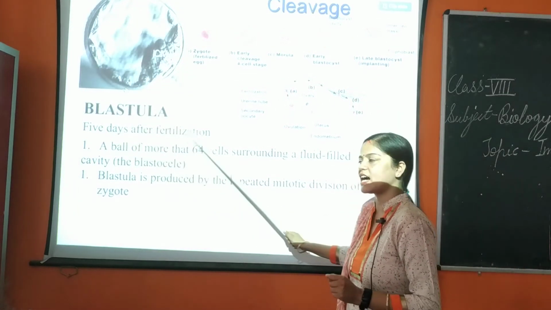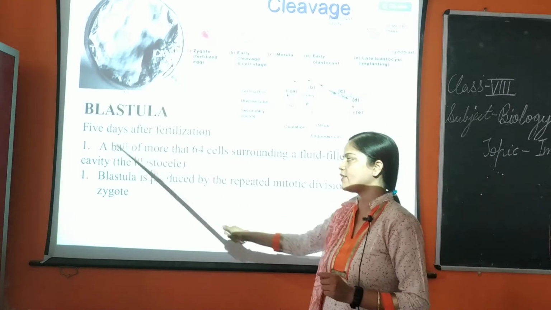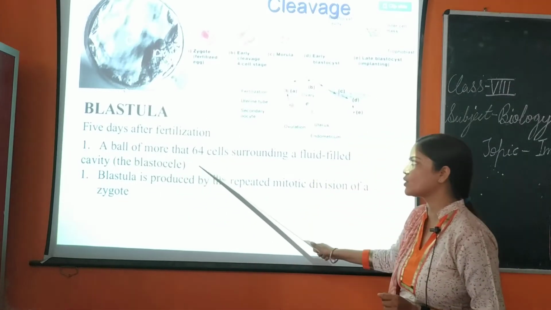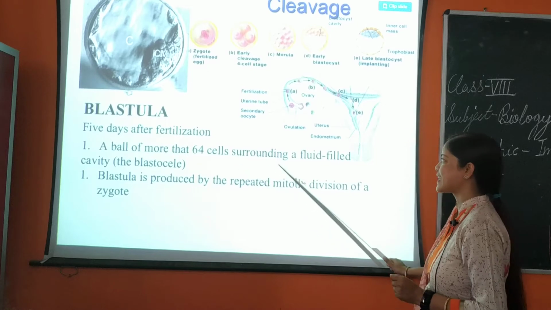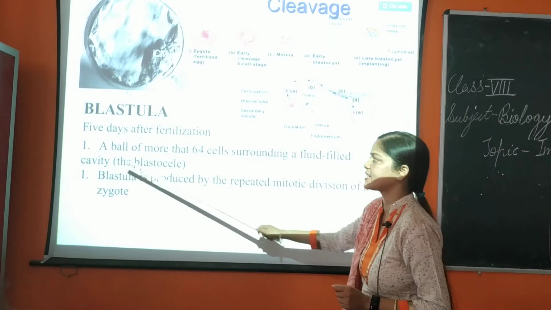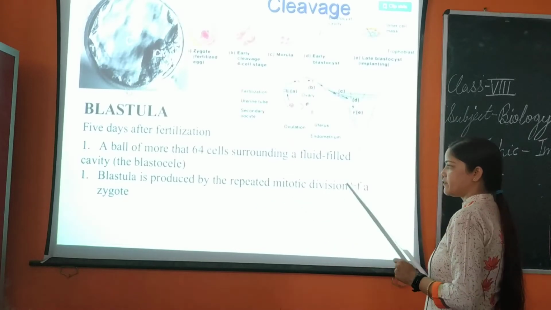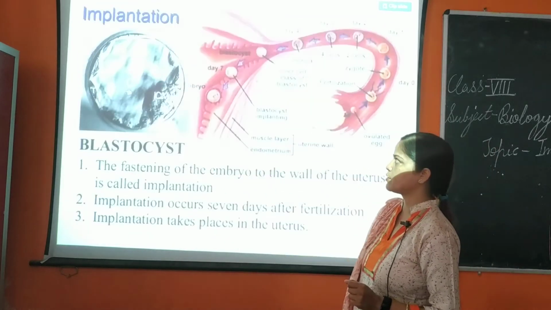Blastula. 5 days after fertilization. After 5 days of fertilization, that period is called blastula. A ball of more than 64 cells surrounding a fluid-filled cavity, that is blastocyst. Blastula is produced by the repeated mitotic division of a zygote.